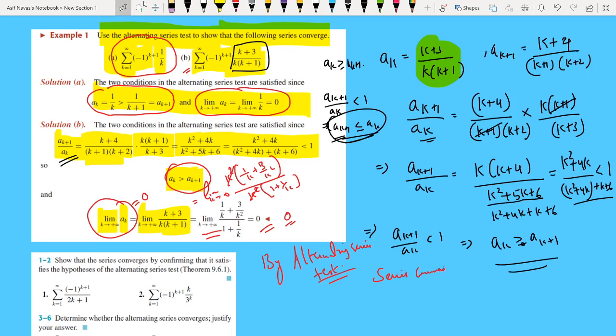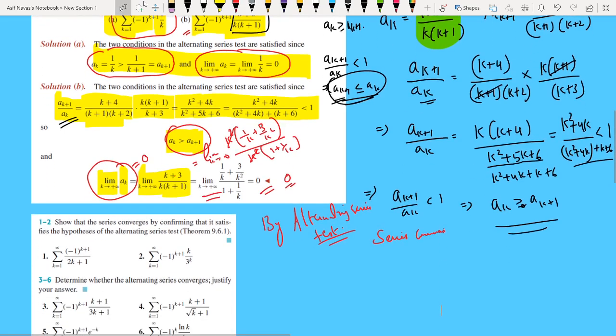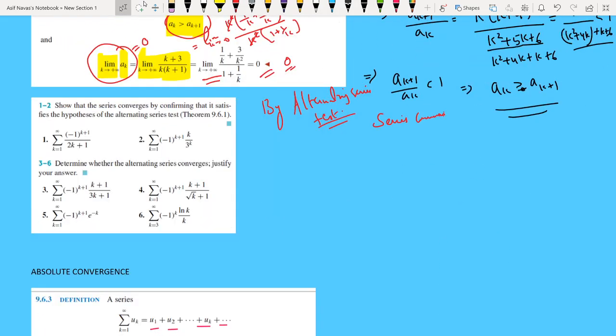Okay, now we will do a few examples. So now you write down this problem. Show that the series converges by confirming that it satisfies the hypothesis of the alternating series test. So you do these two problems, and these 6 problems are your homework. I will share these questions in your WhatsApp group. So first you do the first problem and tell me the answer.